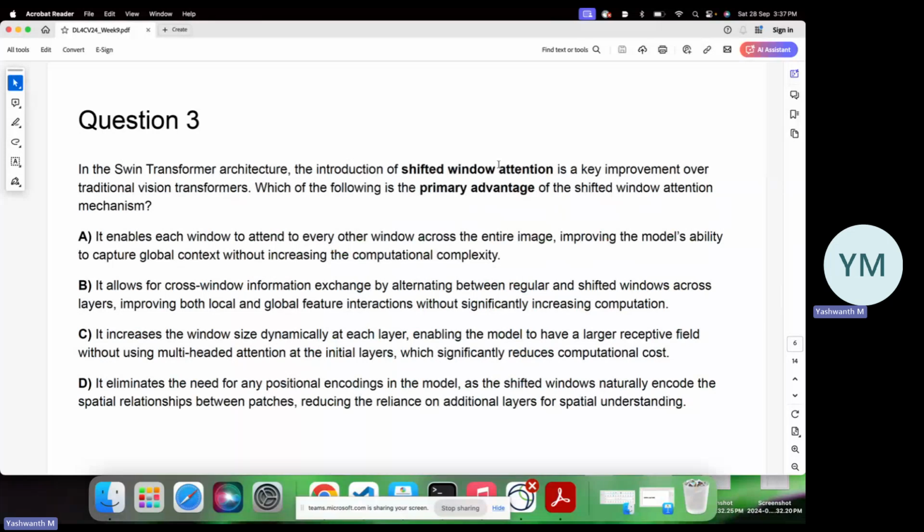Option C: it increases the window size dynamically at each layer, enabling the model to have a larger receptive field without using multi-headed attention at initial layers, which significantly reduces computational cost. Option D: it eliminates the need for any positional embeddings in the model as shifted windows naturally encode the spatial relationship between patches, reducing the reliance on additional layers for spatial understanding.